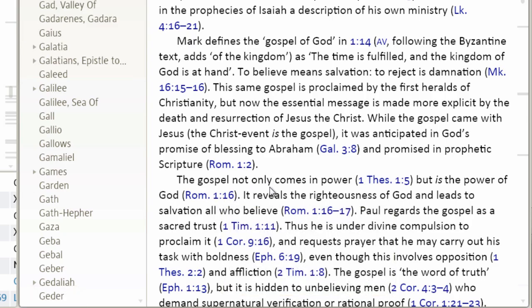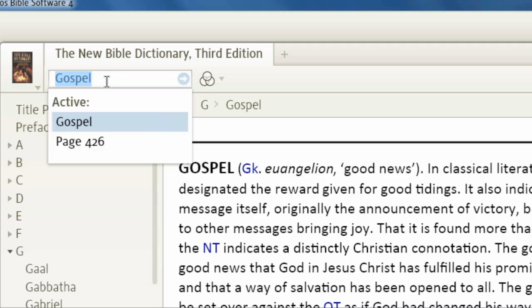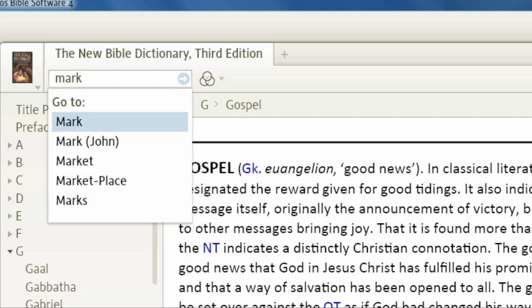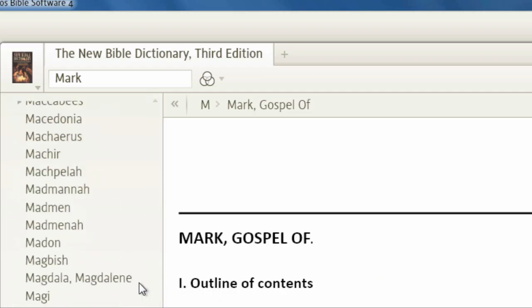So these summary statements, along with the scripture references, can be a great way to get an overview of a concept or a topic. Now you should also know that Bible dictionaries have articles on books of the Bible. So for example, we were just looking at the Gospel of Mark. Now if we go up here and type in Mark and click, we get to an article on the Gospel of Mark.